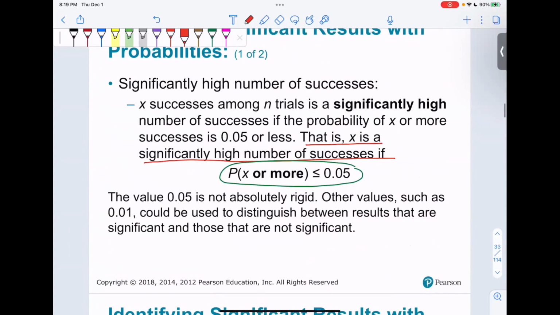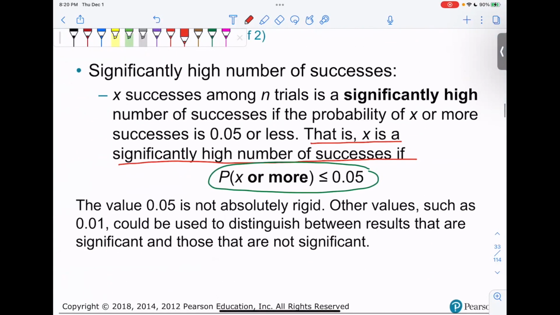This one. So we can say that X is a significantly high number of successes if the probability of X or more successes is less than 0.05. So what we have here is X equal to 252. So X greater than or equal to 252, we found, is 0.02, which is smaller than this value, right? Then X is a significantly high number of successes.